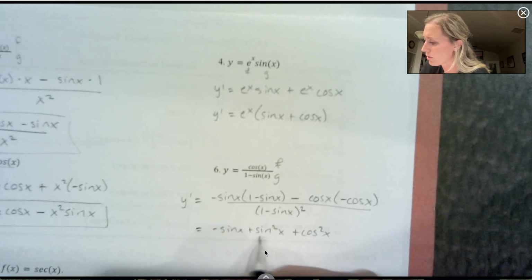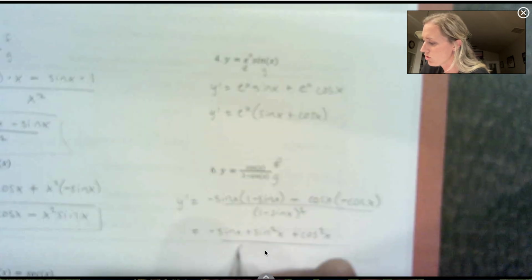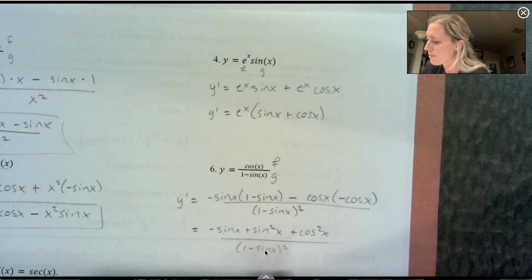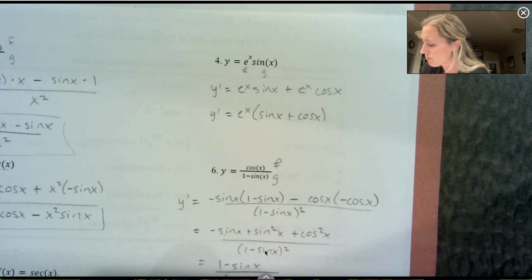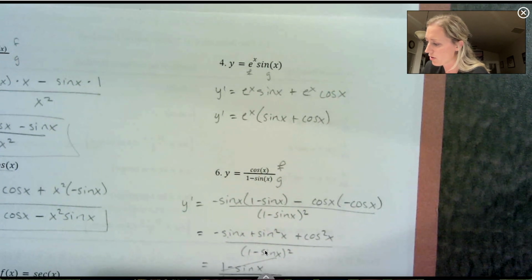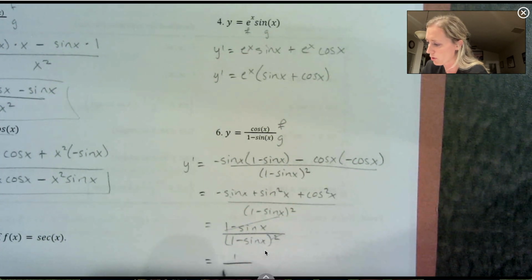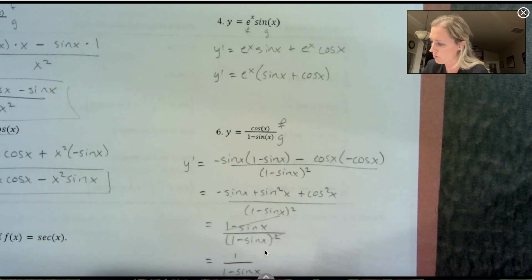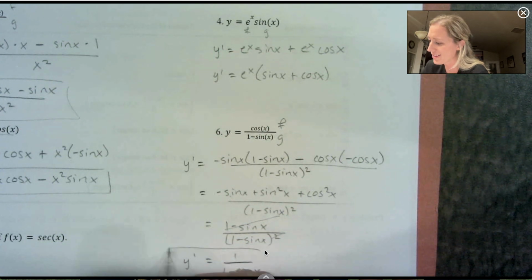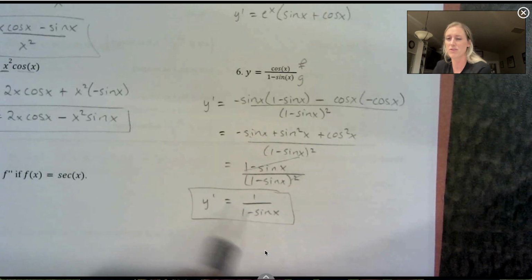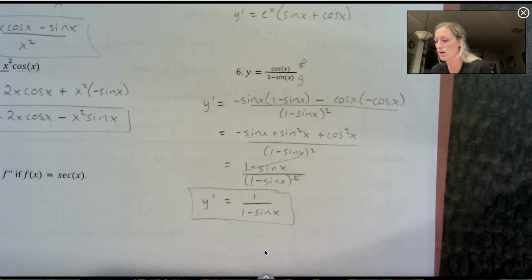So remember, sine squared plus cosine squared is 1. So I can treat this as 1 minus sine of x. And why that's helpful is because then I can actually cancel one of those with one of those. Okay? And then we are going to end up with 1 over 1 minus sine of x. So that would be just kind of a more simple. So then again, if I had to find like second or third derivatives, this one becomes a lot easier if I've simplified, combined like terms, cancel things where I can.